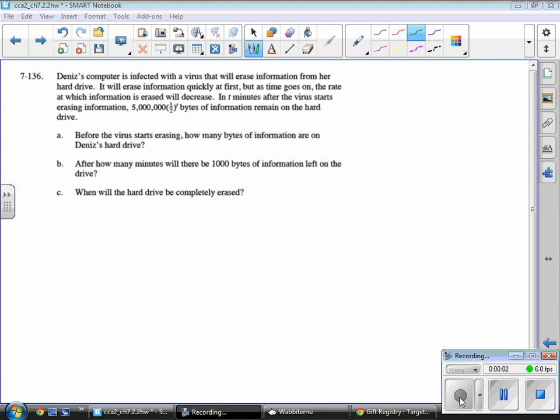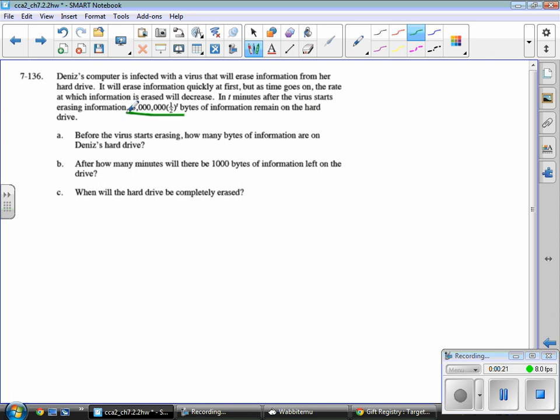This is problem 7-136 from section 7.2.2. We basically have an equation here that's a geometric or exponential equation. Part A says, before the virus starts erasing, how many bytes of information are on Dennis's hard drive? So basically, what's the starting amount?